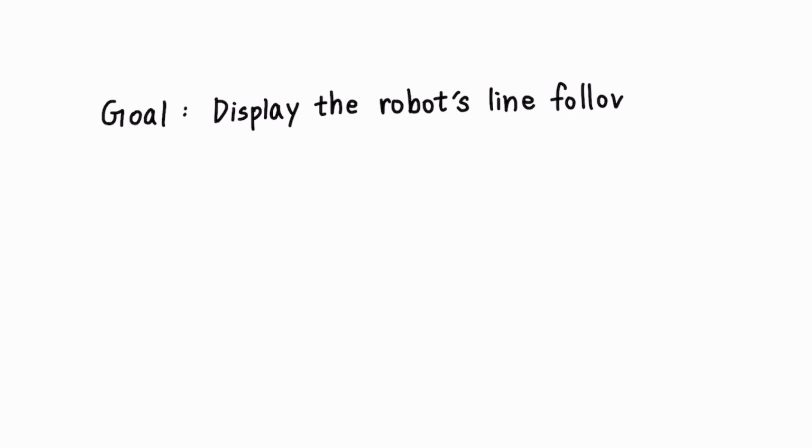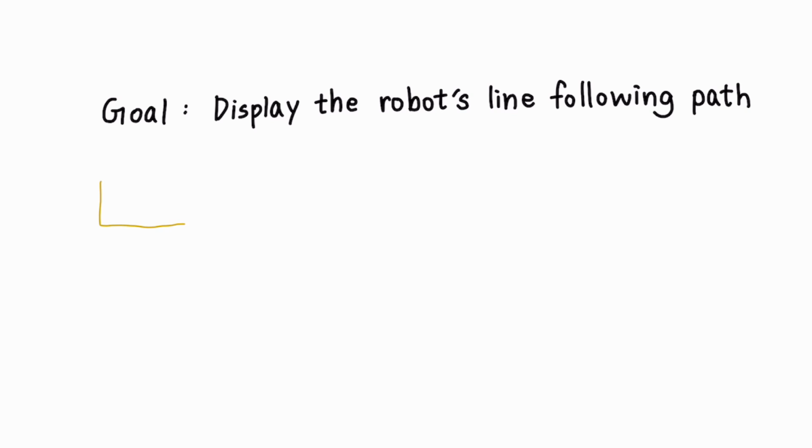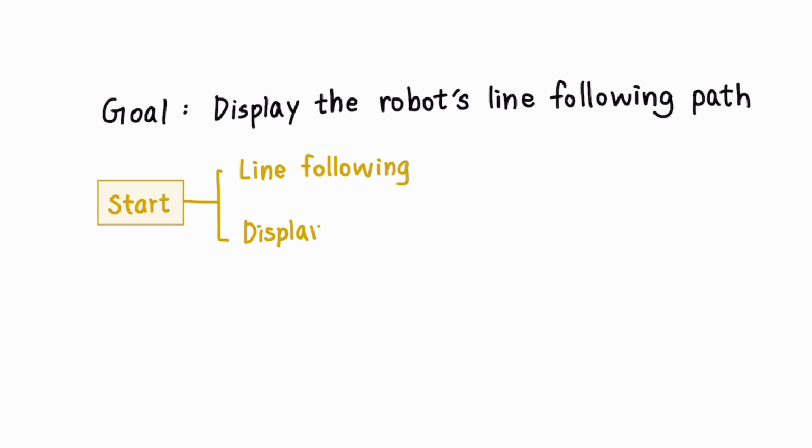Next, let's get to know the coding concept. Our goal is to display the path that the robot is currently following. When we start the code, we will have two tasks running at the same time. One is the line following task, and another one is the calculating task.